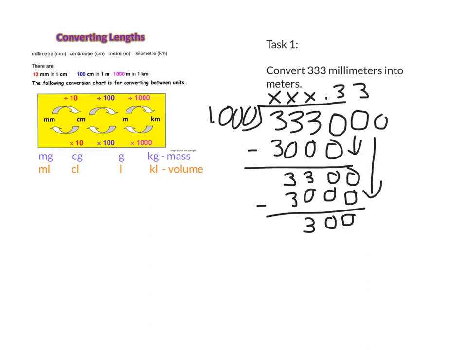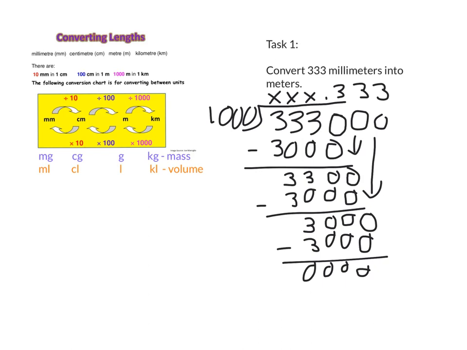I'm going to bring that down, and now I have a number of 3,000. So how many times can 1,000 go into 3,000? It can go into 3,000 exactly 3 times. So 3 times 1,000 equals 3,000. And then I would subtract, and I am left with 0.